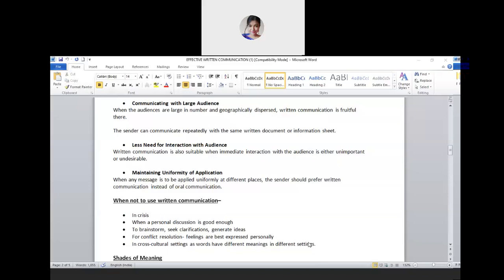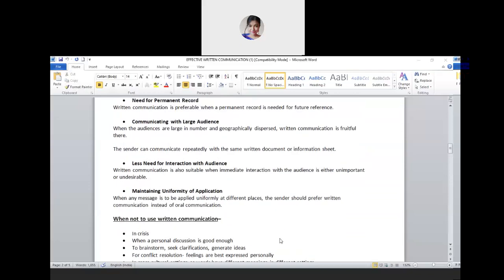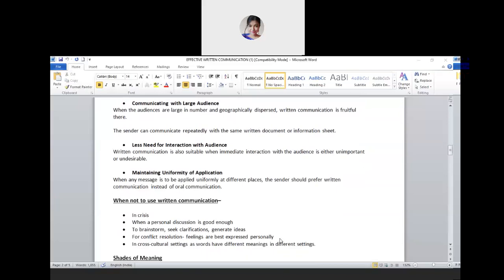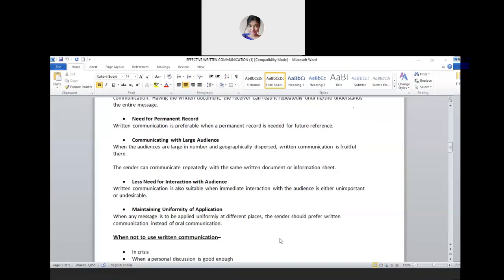So, you have to figure out where you have to keep the records and where it's not necessary to keep any record. If you're not communicating with a large audience in different places, and if you are not supposed to keep it documented, or if you do not need any kind of record, then you can just go and have a conversation with the other person. So in that case, written communication is not necessary.